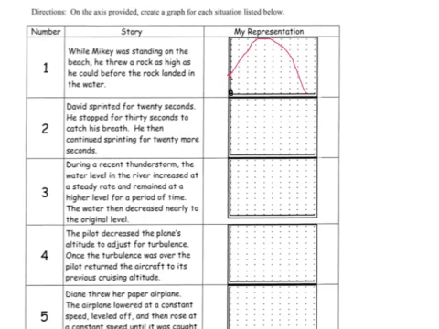Okay, example 2, or number 2, David sprinted for 20 seconds. He stopped for 30 seconds to catch his breath. He then continued sprinting for 20 more seconds. All right, so I'm going to take David, and we're going to start here, and he's going to sprint for 20 seconds. Then it says he stops for 30, and then he sprints for 20 more.